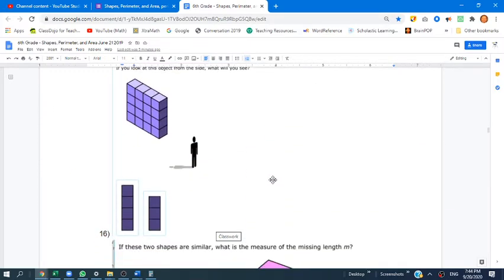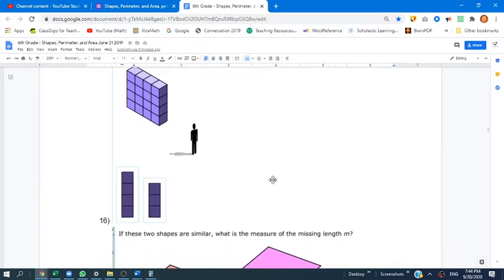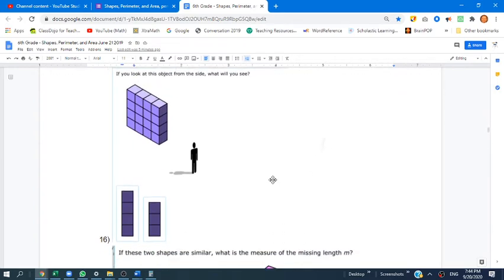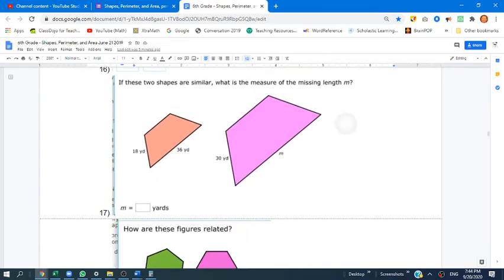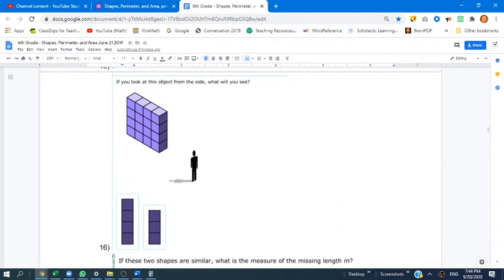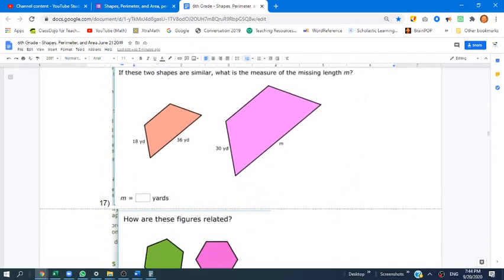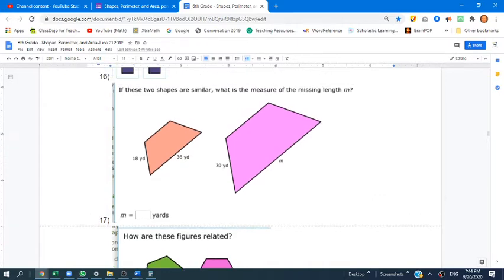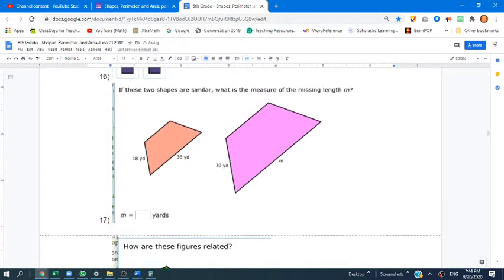Number 16. This is number 16. Oh, this was number 16 right here. Okay, got the numbers a little bit mixed up. That's okay. Number 17. You can see this one right here.